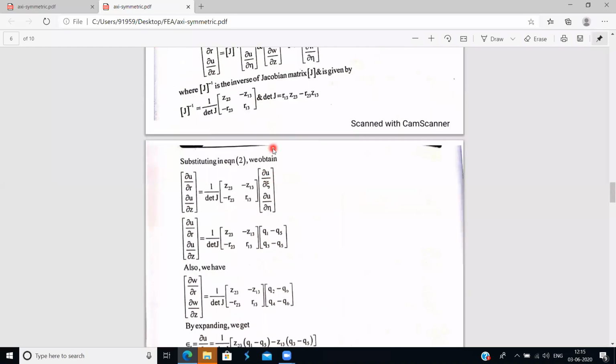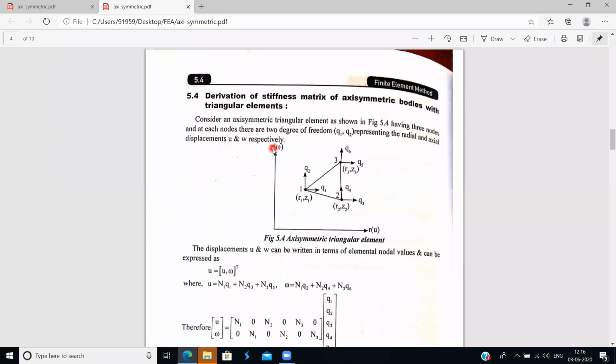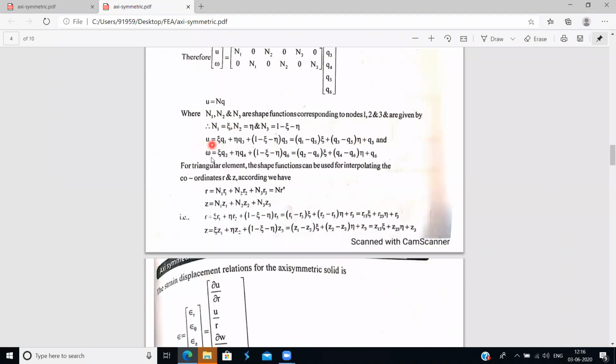If you see the previous step, here we have Q. Here we have U and W. So the differentiation of U with respect to zeta is Q1 minus Q5, with respect to neta is Q3 minus Q5. Same thing for W: Q2 minus Q6, Q4 minus Q6, with respect to zeta and neta.